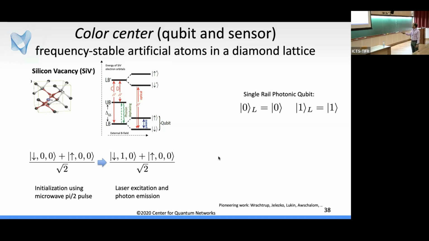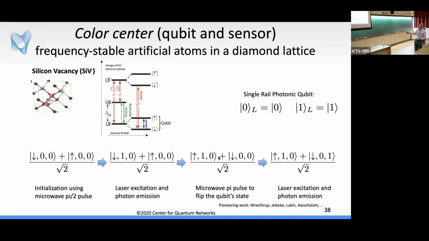Now, something interesting that people do is repeat this process, but first apply a microwave pi pulse. This microwave pulse applies a NOT gate. It flips the qubit: the up becomes down, the down becomes up. Then you apply another strong laser pulse. Now the down is going to go to down prime, emit a photon and come back to down, and the second time bin will have a photon. But the first time bin will not get a photon in this branch, because the other component is in an up state and never makes that transition.